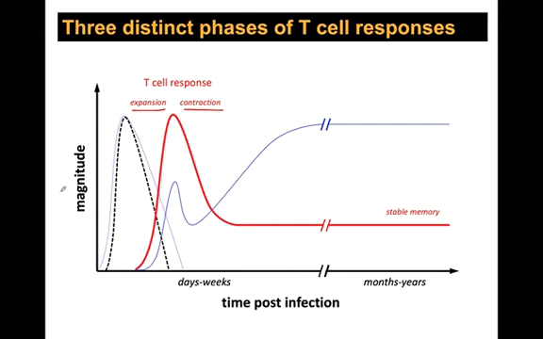So if this is a magnitude scale, this would be a logarithmic scale where most of the cells are dying off. But you can see, you end up with a memory population that is higher than your baseline. That's so that next time you get that infection, you can make a faster response that's already selected for antigen-specific cells.